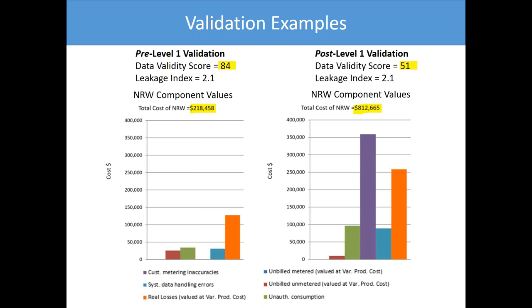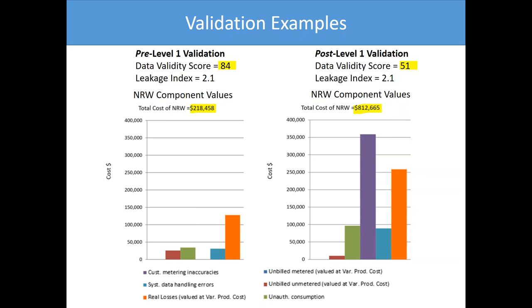One is a better understanding of the overall reliability of the audit, because an 84 indicates a very high reliability in the audit, and a 51 indicates that it's in the middle of the range and that focus really needs to be on improving data in the short term before a tremendous amount of focus is placed on the improvement of losses and the cost of those losses.